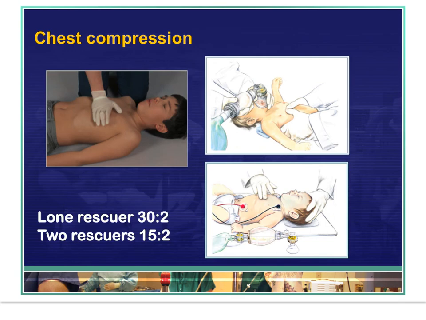This slide shows the 2-hand technique and also the 1-hand technique. This is a 1-hand technique. And for an infant, there are two methods. One is the two-finger method, and this one is the two-thumb method, where both hands encircle the chest wall of the child. The guidelines say that you can use either the one-hand or two-hand technique for children, but because of the smaller size, it's better that we use the one-hand technique.